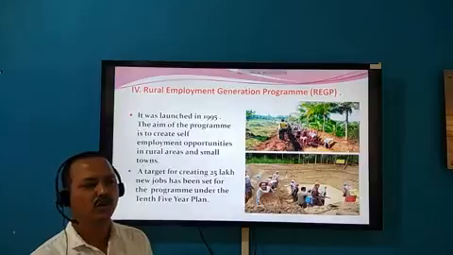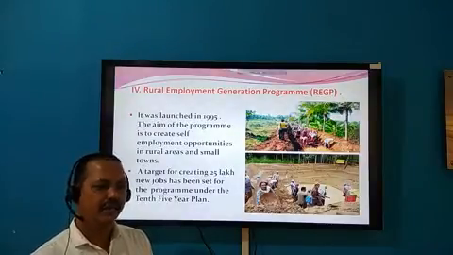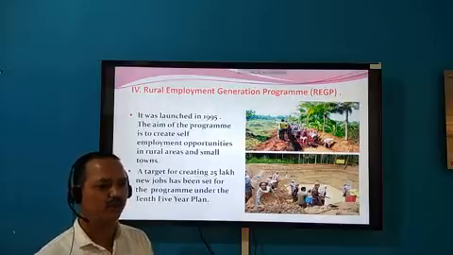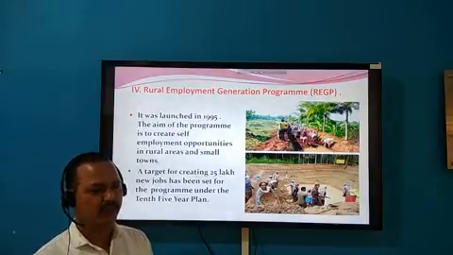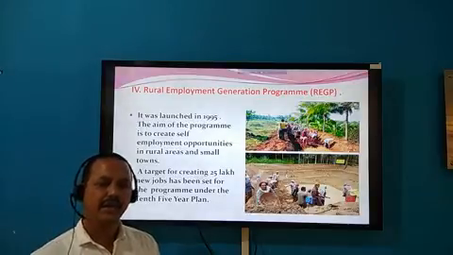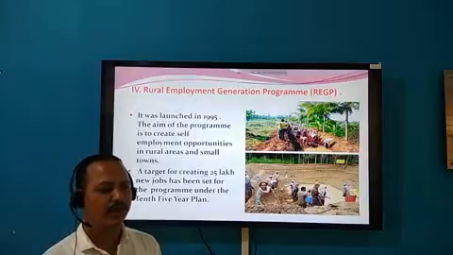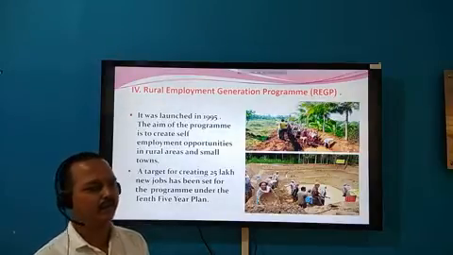Next one is Rural Employment Generation Program. It was launched in 1995. The aim of the program is to create self-employment opportunities in rural areas and small towns. A target for creating 25 lakh new jobs has been set for the program under the 10th Five Year Plan.